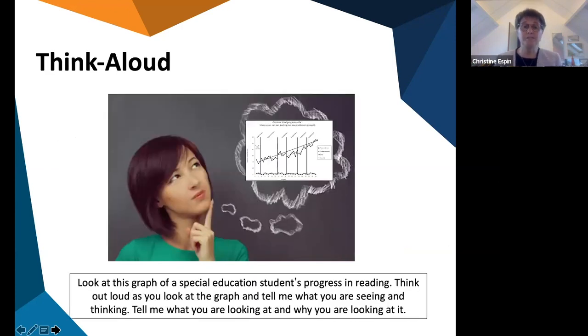And then we asked the participants to look at each graph, so they did 1 graph at a time, and to think out loud about the graph. In other words, we said, look at this graph of a special education student's progress in reading. Think out loud as you look at the graph and tell me what you are seeing and thinking. Tell me what you are looking at and why you're looking at it.